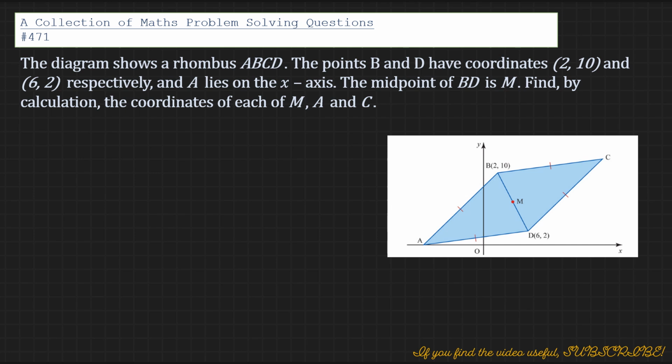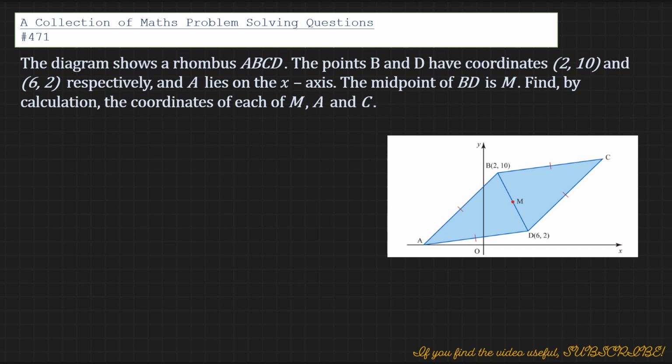The diagram shows a rhombus ABCD. The points B and D have coordinates (2, 10) and (6, 2) respectively, and A lies on the x-axis. The midpoint of BD is M. Find by calculation the coordinates of each of M, A and C.